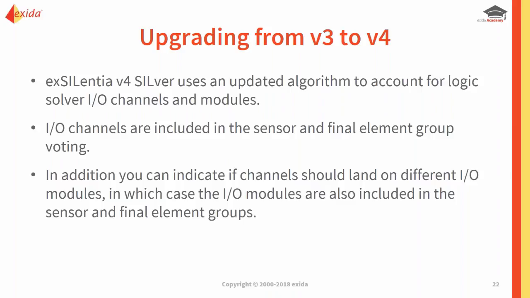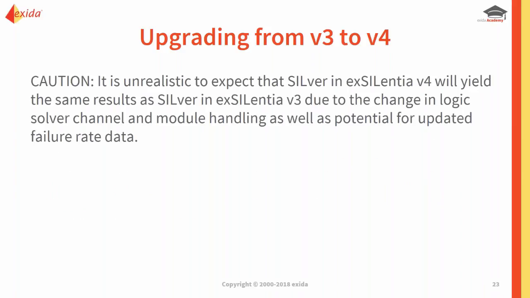So with that in mind, it's unrealistic for anybody to expect that SILver in version 4 is going to give you the exact same results as SILver in version 3, simply due to maybe updating of data, maybe changing of your logic solver channels, regardless of any other parameters that we may have changed. A significant update of the overall calculation algorithm. So it's unrealistic to expect that the results will be spot on.